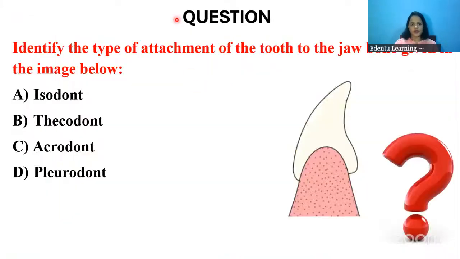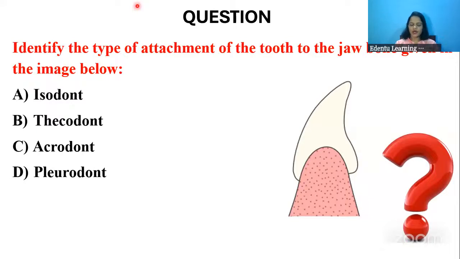Okay. Now, moving on to the next question. Identify the type of attachment of the tooth to the jawbone given in the image below. Is it isodont, thecodont, acrodont or pleurodont? What type of attachment of the tooth is seen here? Yes, doctors, answers please. Yes, Dr. Adila. Yes, any others?